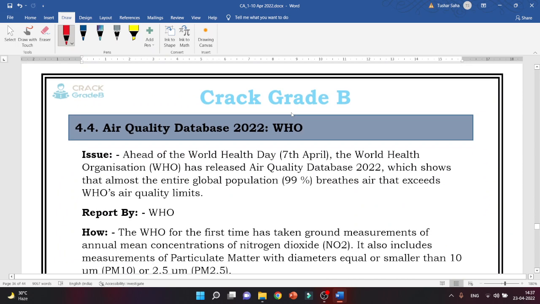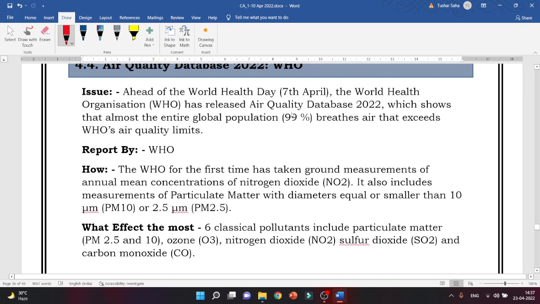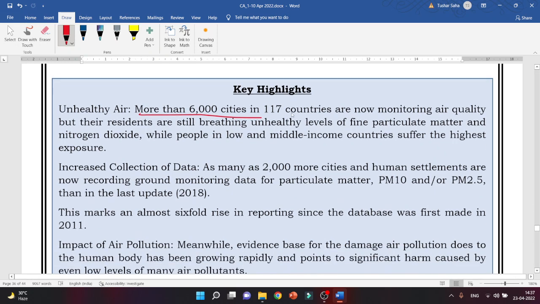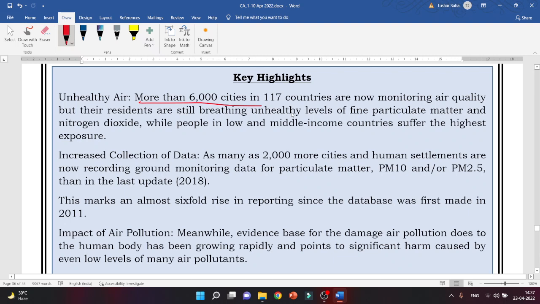Now, the Air Quality Database 2022. This is given by whom? WHO, on World Health Day, that is 7th of April. Right? Now, the report highlights that more than 6,000 cities in 170 countries are now monitoring air quality. It says that almost every country has unhealthy air, right?